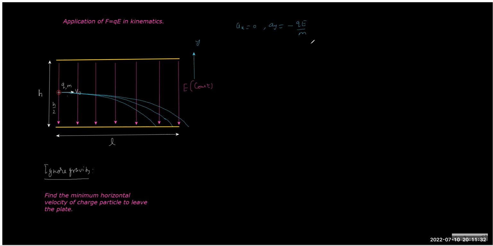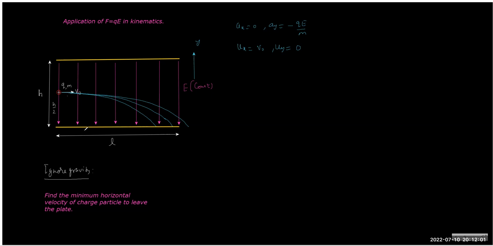Okay, so we got ax, we got ay. What is ux? It is the initial horizontal velocity, v naught. What is uy? Zero. And you can choose the origin the way you want; it's all about the choice of coordinate axis. Can you find the time of flight? Try doing the time of flight part.